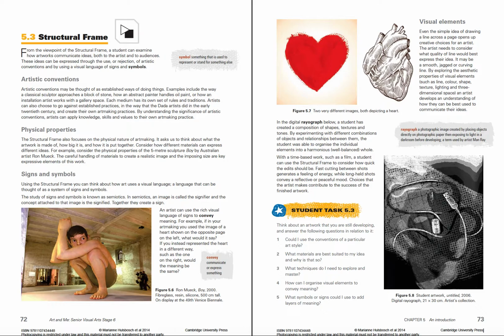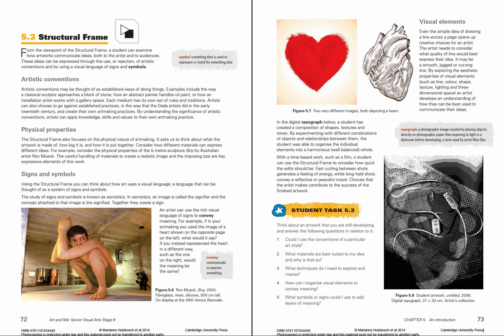These ideas can be expressed through the use or the rejection of artistic conventions and by using a visual language of signs and symbols. It's broken up into four elements. It's the artistic conventions, the physical properties, and signs and symbols and visual elements. So artistic conventions may be thought of as established ways of doing things. How do you do things? How do you paint? How do you draw? There is a certain system.